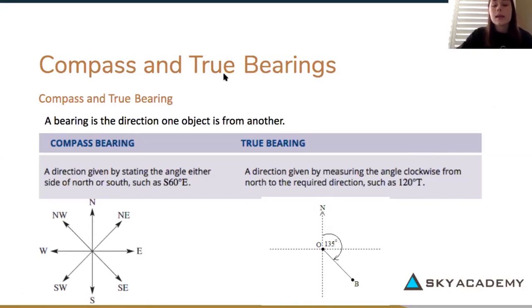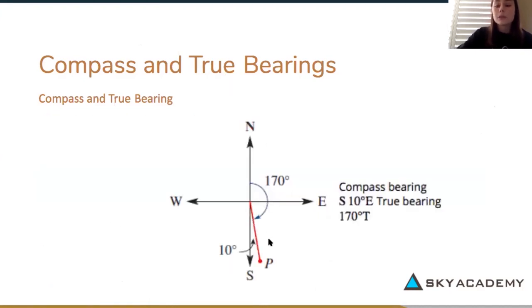And now the next slide is going to show us a compass bearing and a true bearing on the same diagram. So if we have a look here in red, we have our compass bearing. Obviously our point of origin is going to be north or south. As you can see, we're in the south half of the diagram, so our point of origin is going to be south. We are 10 degrees towards the east direction, so 10 degrees towards east. So that is a correct compass bearing for the red line.